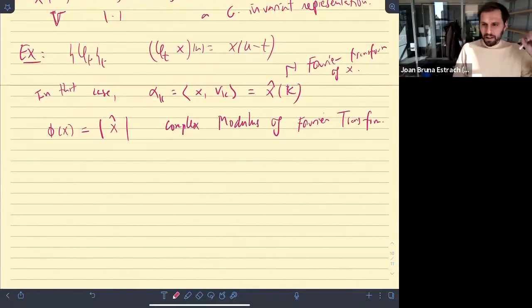So indeed, it follows from the properties of Fourier transforms. You know that if you take a signal and you translate it, you get the same Fourier coefficients, only changing their phase in the complex plane, right? So if you kill the phase and just keep the modulus, the modulus of the Fourier transform doesn't change, right? So you get translation invariance.